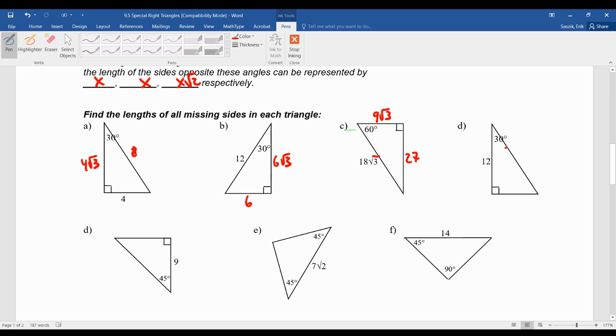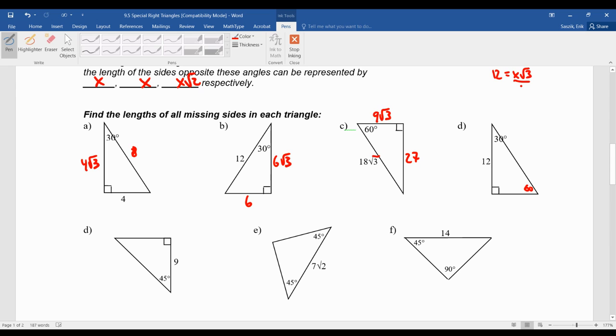Now, this one here can take a little bit more work, because the side you're given is the side opposite the 60. You're given the long leg, which is the x√3 position. I'm going to show you the long version, and then I'll give you a shortcut. So what we have essentially is 12 equals x√3.